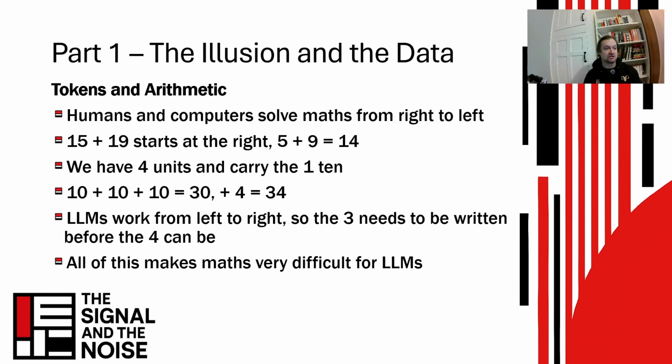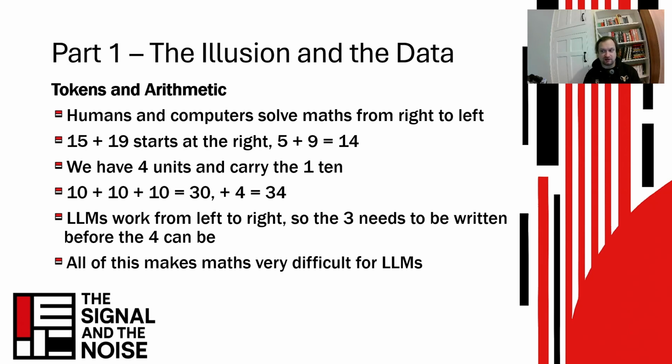It's also worth mentioning here that computers and humans both solve maths from right to left. So if you think back to original sort of mathematics at school, 15 plus 19, you start at the right, you add the units, you add your 5 plus 9, and then you create 4 units, and then you carry the 10. So then you have 10 plus 10 plus 10 equals 30, plus your original 4 gives you 34.